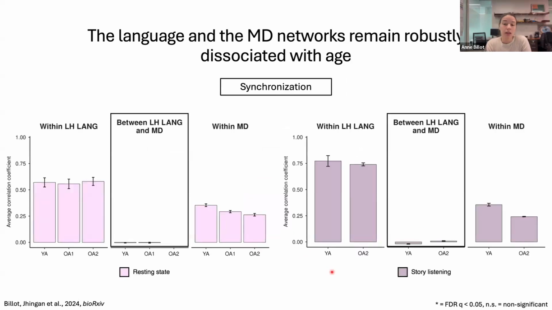The last piece of evidence showing a robust persistent dissociation between the two networks is that they remain strongly segregated with age. And we did not find any increase in the synchronization between the two networks in the first older adult cohort. And we found a small increase in the second cohort, but this is more important during rest than during story listening. So this change is probably not supporting linguistic processing.